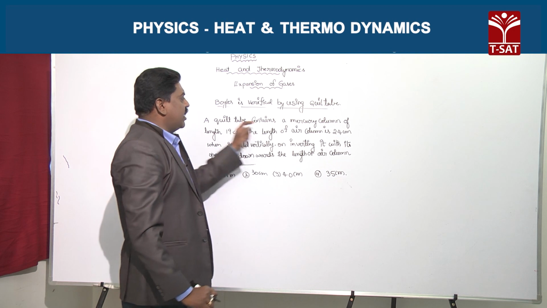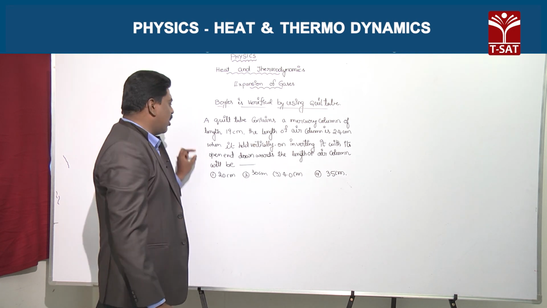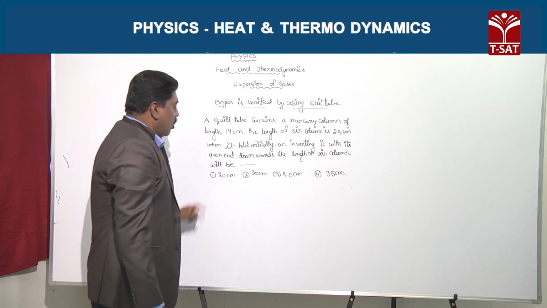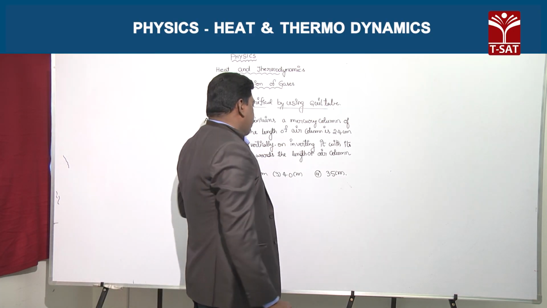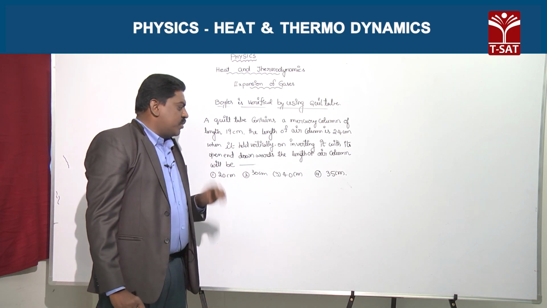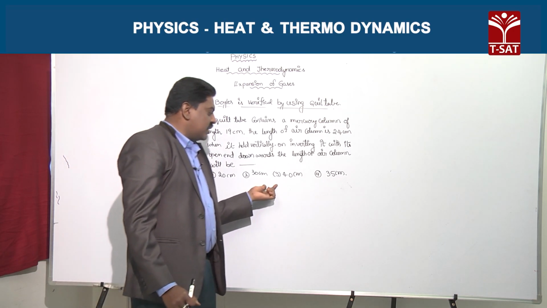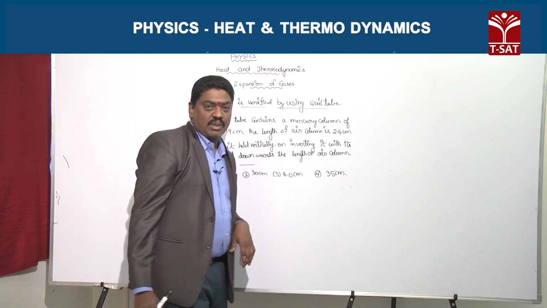A quill tube contains a mercury column of length 19 centimeters. The length of air column is 24 centimeters when held vertically. On inverting it with its open end downwards, the length of air column will be, the options given are 20 centimeters, 30 centimeters, 40 centimeters and 35 centimeters.